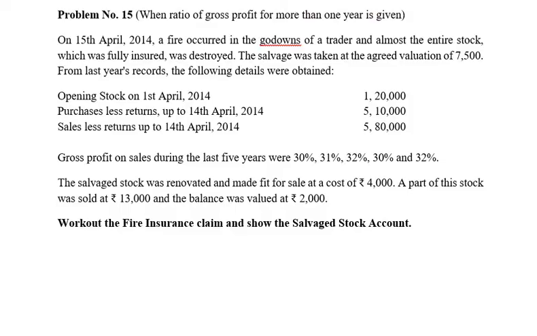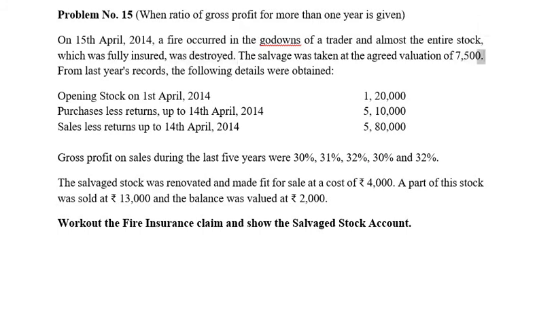Problem number 15. When the ratio of gross profit for more than 1 year is given, how to calculate. On 15th April 2014, a fire occurred in the godown of a trader and almost the entire stock was destroyed. The entire stock was fully insured. Underline that the entire stock was fully insured. The salvaged stock was agreed at a valuation of 7,500.